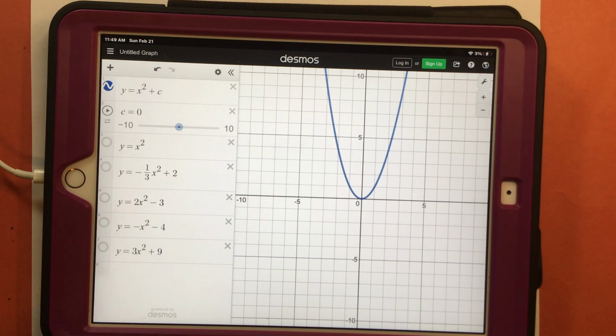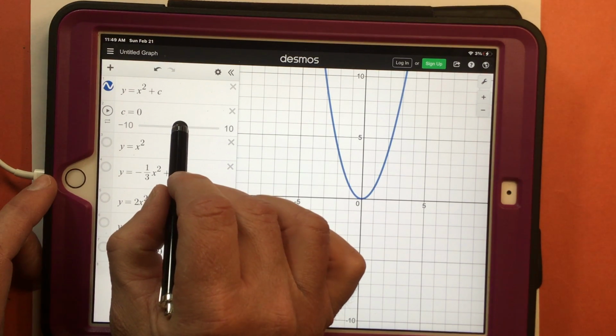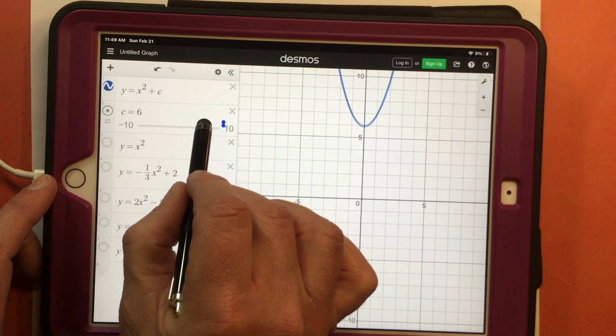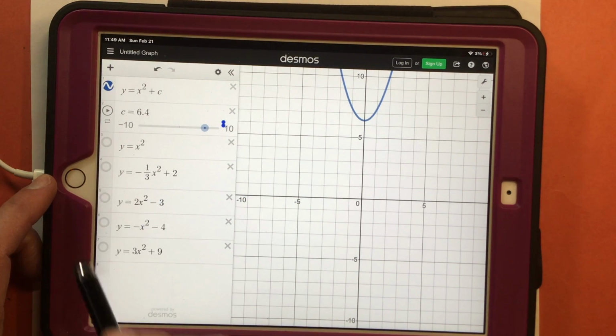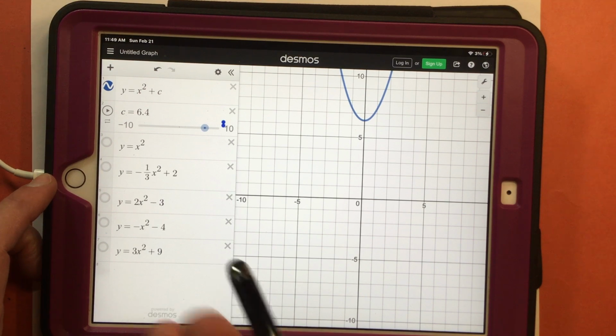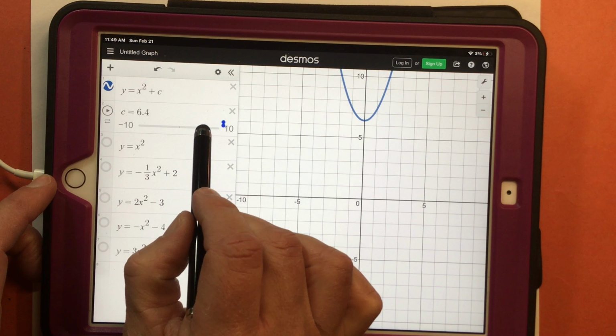What happens if I let c be a positive number? So now I'm going to slide this up here, and the graph moves up. You can do the same thing. Just type y equals x squared plus c. It'll say, do you want to add a slider? Click sure or yes, whatever comes up. And then you can grab this and move it back and forth.